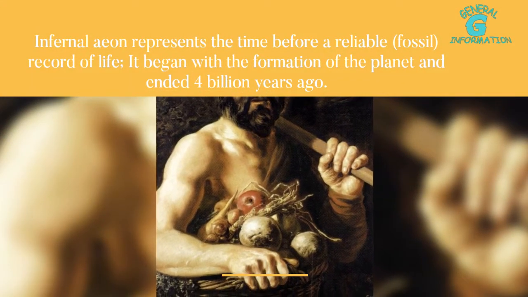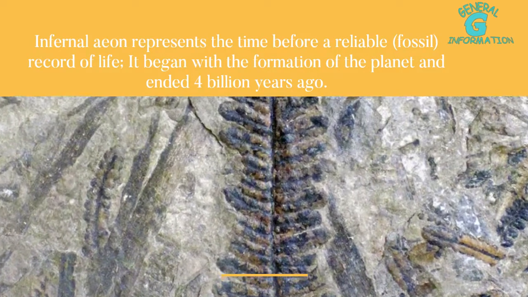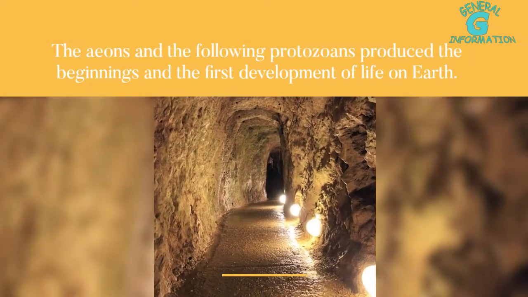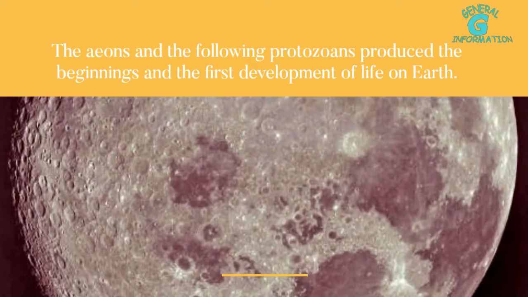The Hadean Eon represents the time before a reliable fossil record of life. It began with the formation of the planet and ended 4 billion years ago. The eons that followed, the Archean and Proterozoic, produced the beginnings and the first development of life on Earth.